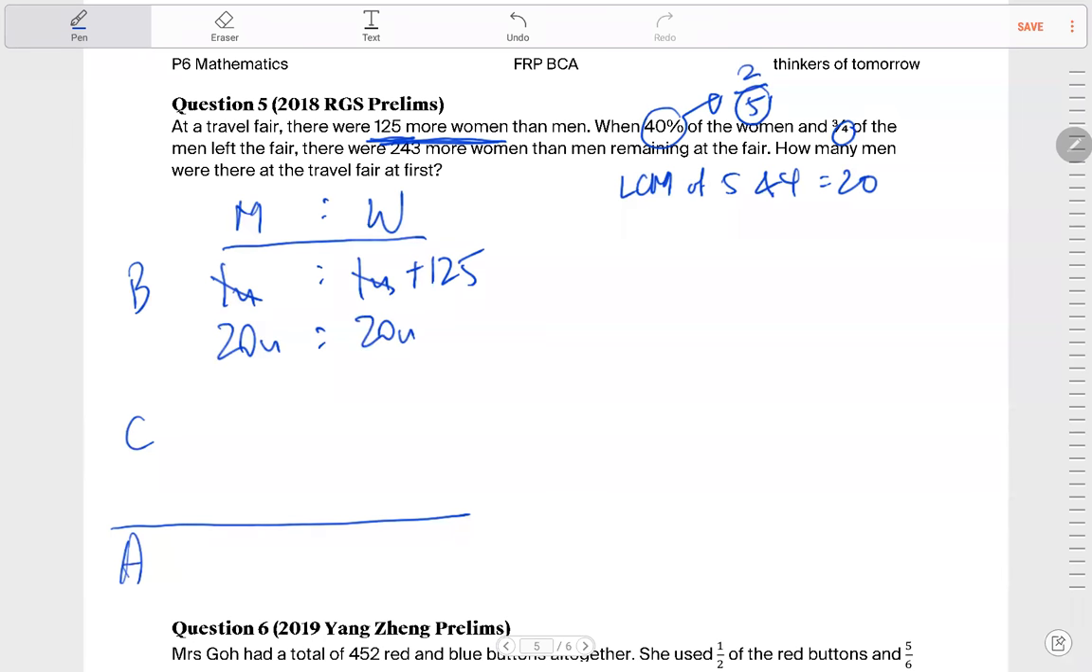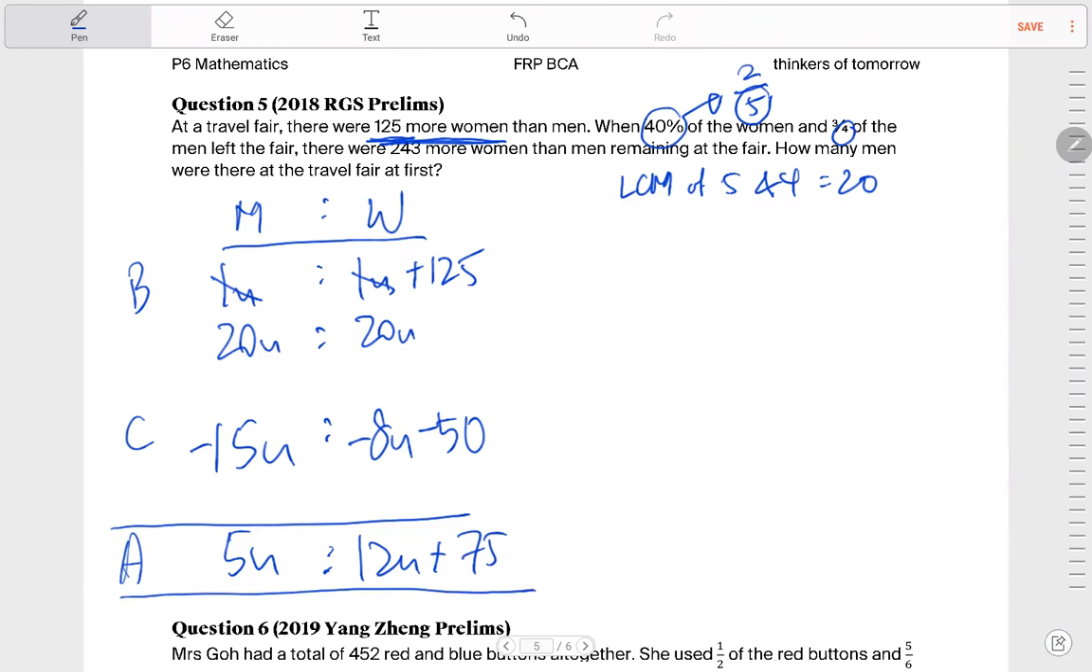Because after that, when I apply the fraction, 2/5 of the women left the fair. 2/5 of 20U is minus 8U. Remember, you also have to apply the fraction to the whole number. So 2/5 of 125 is 50. Then 3/4 of 20 units would be minus 15U. So at the end, I'm going to have 5U here. And I am going to have 12U plus 125 minus 50, which gets me 75. The table is complete. It looks perfect. Am I able to proceed to solve?